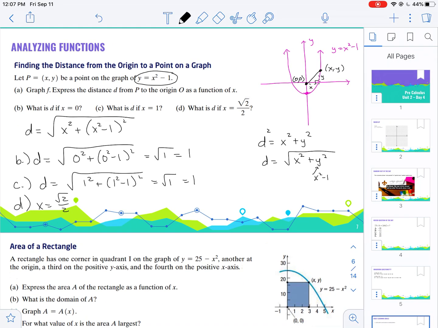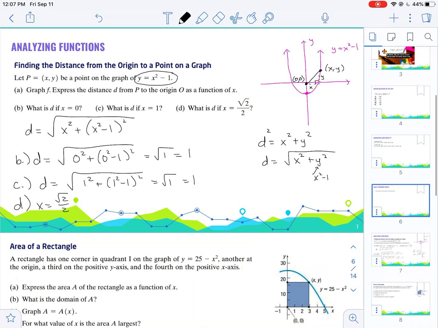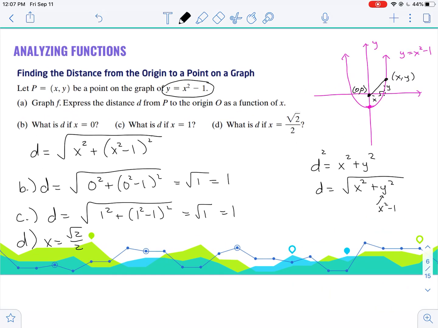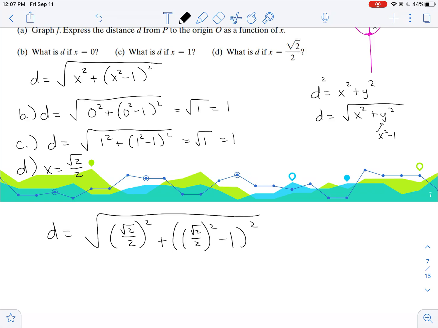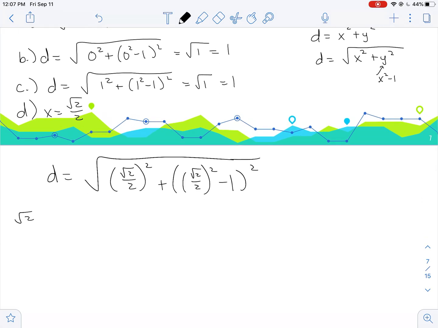And then D wants to know, what's the distance if x is the square root of 2 over 2? So we're going to plug that in. I'm going to add a page so I have more room. So the distance is going to be the square root of, square root of 2 over 2 squared, and then plus the square root of 2 over 2 squared minus 1, and then squared. Well, the square root of 2 over 2 squared means the square root of 2 over 2 times the square root of 2 over 2, which is 2/4, which is 1/2.